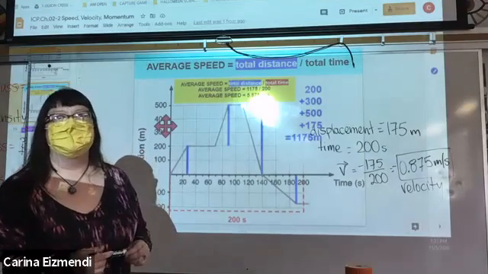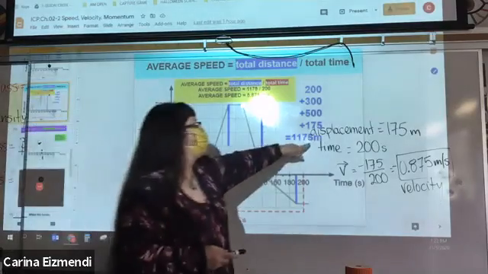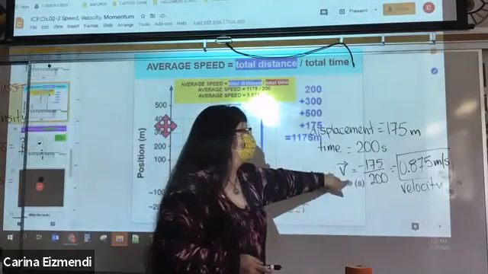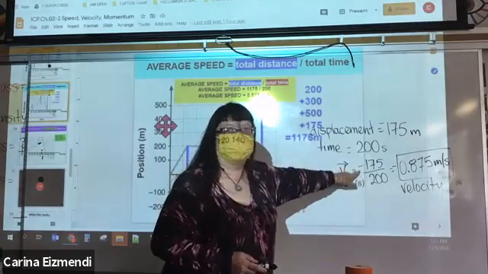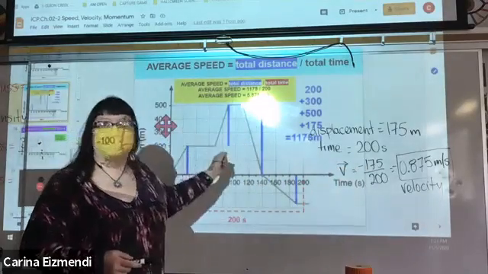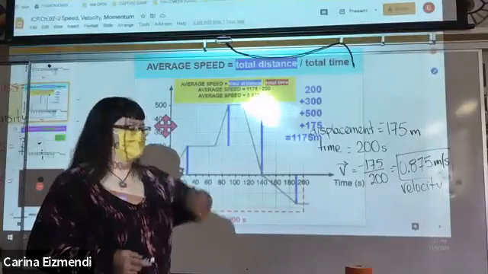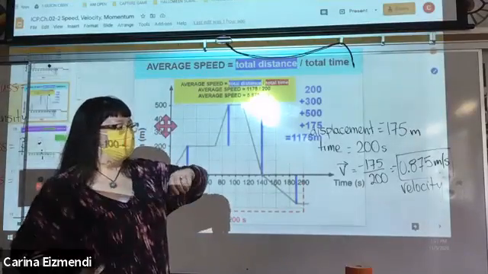Yeah, Dari. How did I get velocity there? Because I used displacement. So velocity is displacement over time. Speed is distance over time. Okay?